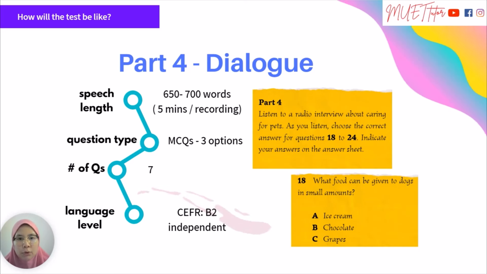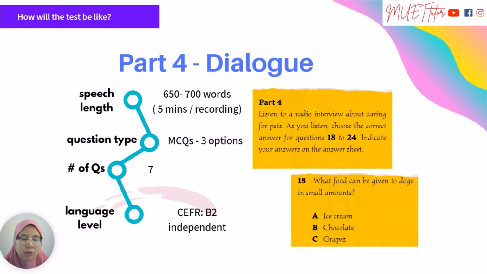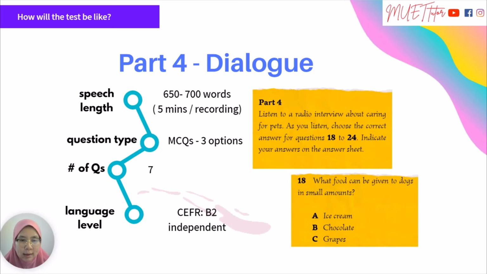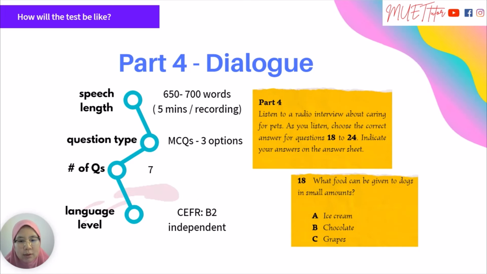In part 4, you'll be listening to a dialogue with about 650 to 700 words in length. Each recording will take about 5 minutes. Then you'll answer 7 multiple choice questions, A, B, C. And then the standard instruction, it's on there. And words used in levels of B2 and below.